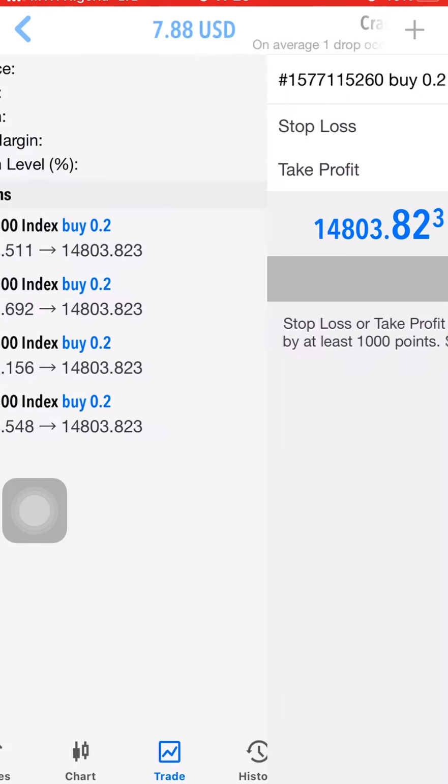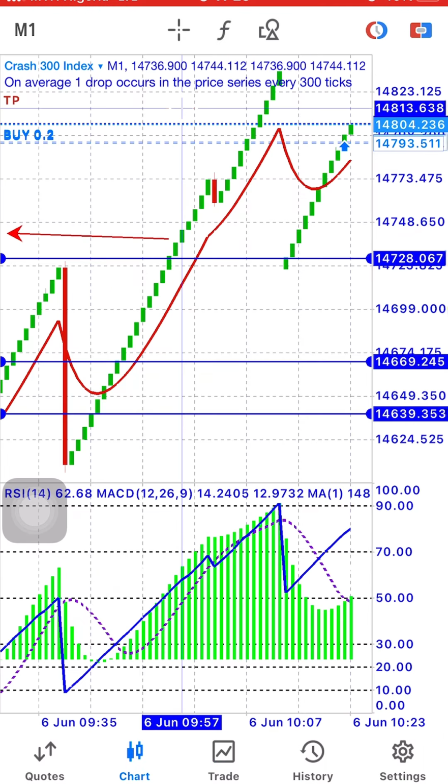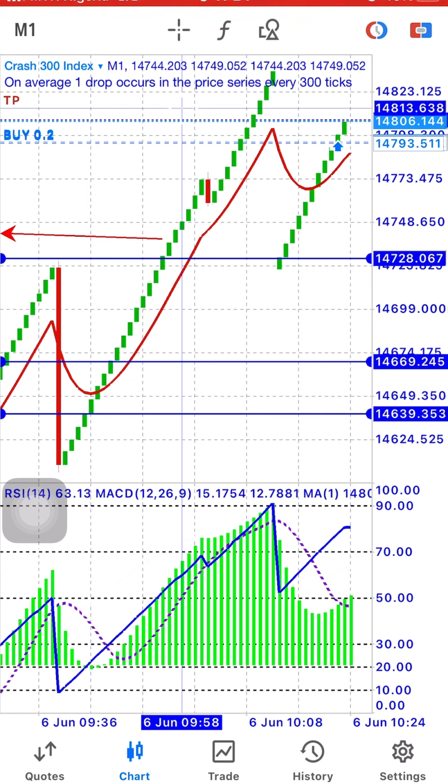So let's wait and see what is going to happen. I can enter the market from any point, so don't compare yourself with me. Just study the stuff I've told you, because I already know the behavior of the market, so I can enter from anywhere. So you don't compare yourself with me.